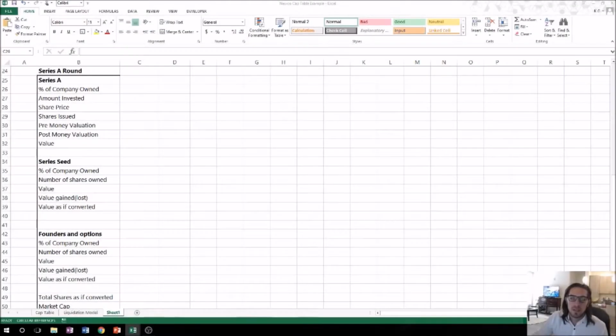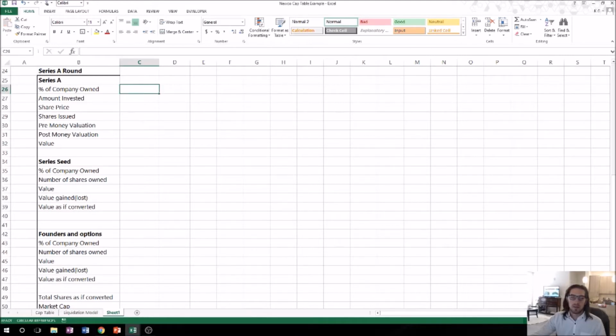Now that we've done the Series Seed round, let's do the Series A round, and you'll see how things are calculated a little bit differently, but we get the same results as the cap table. It's kind of just a check, and it helps you understand how things function a little bit better.